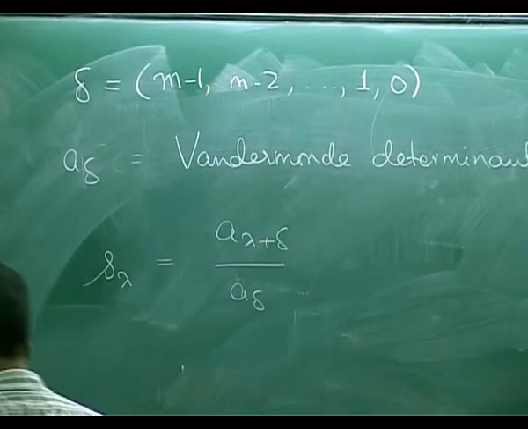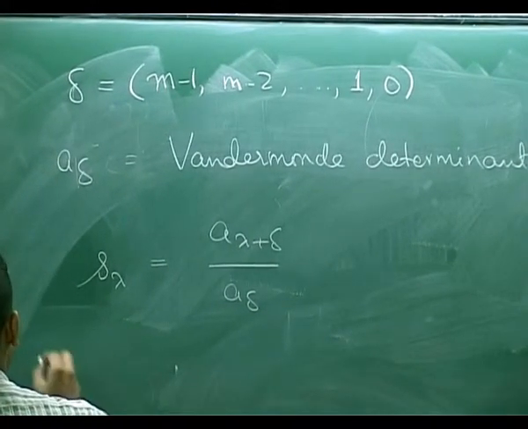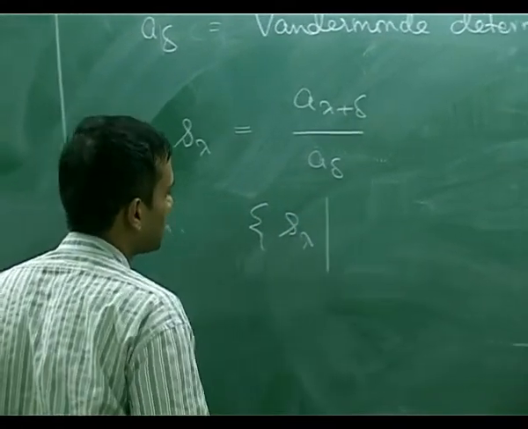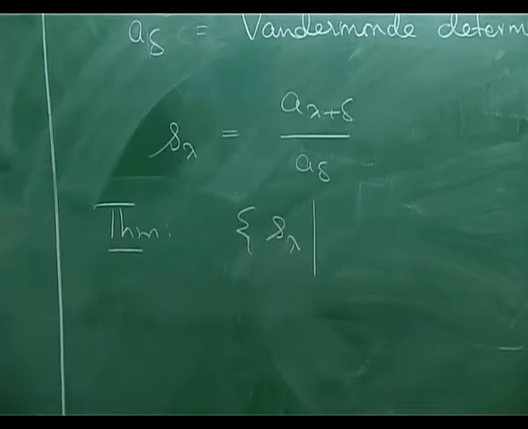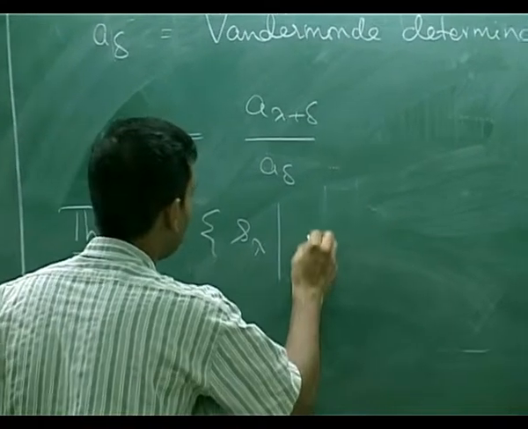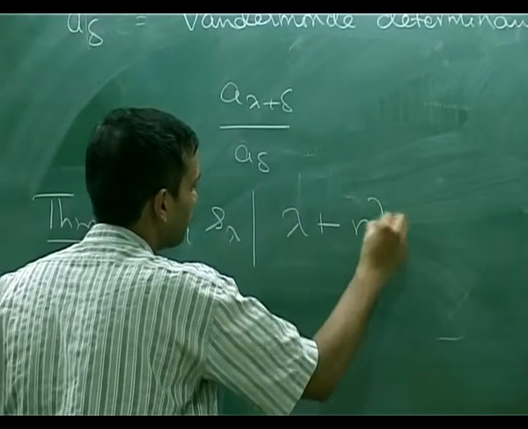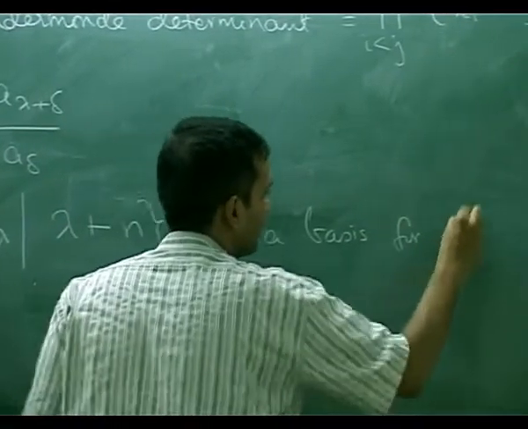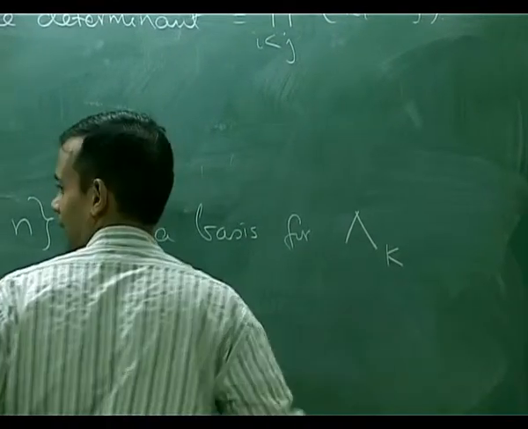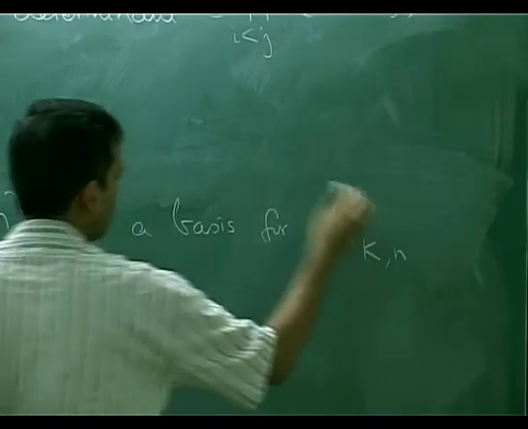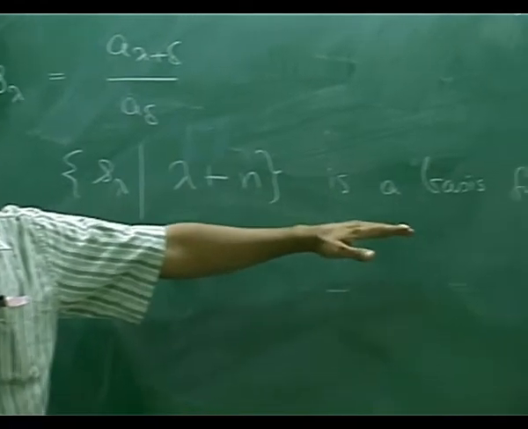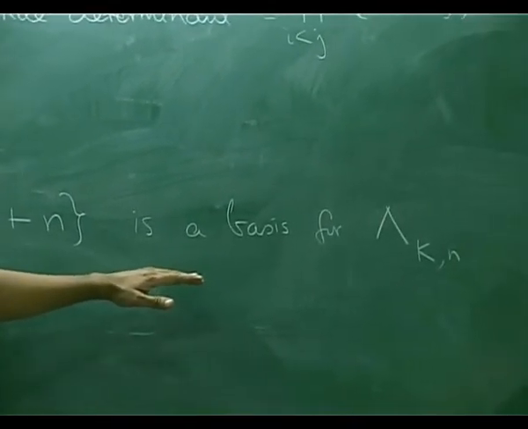Okay, so one important fact is that these S lambdas, let's assume that m is greater than or equal to n, then S lambda, as lambda runs over all partitions of n, is a basis for lambda k n. I won't put the number of variables, we are assuming that you take the stable case. So the Schur functions form a basis for this space of homogeneous symmetric functions of degree n.